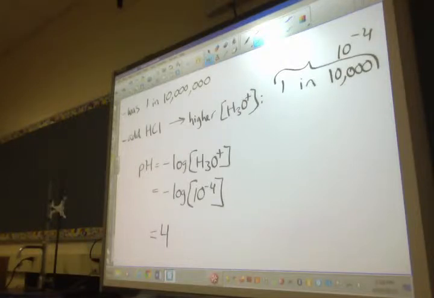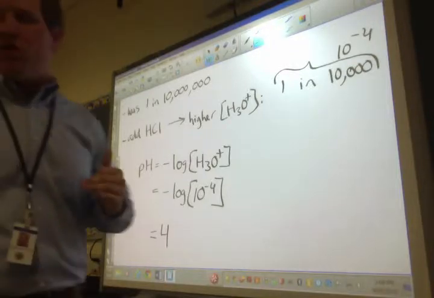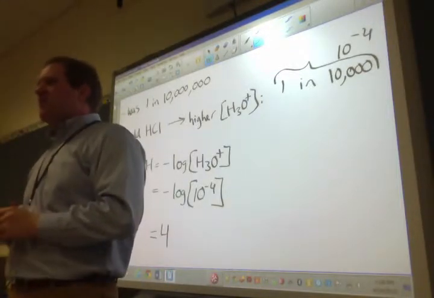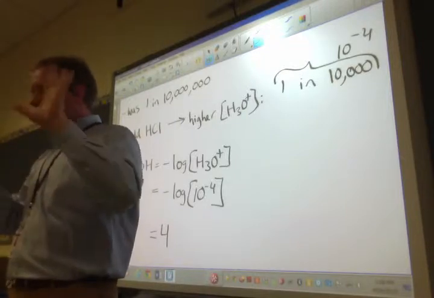Thinking logarithmically, this makes sense. Going from 7 down to 6, how many times more strong? 10 times. 7 to 6 to 5 is how many times more strong? Not 20. 10 times 10. Oh my god, 100. It's logarithmic. It's not even exponential. It's more quickly rising than exponential. So 7 to 6, that's 10 times. 7 to 5, 100 times. 7 to 4, 1,000 times. So when I say I increase the acidity by 1,000 times, I went from a pH of 7 to a pH of 4. Is this making sense? See, we're doing logs and we don't even need calculators. That's what's good about this.